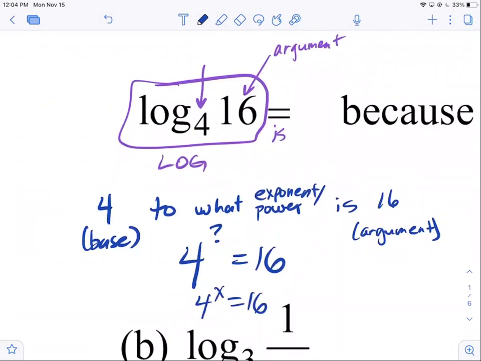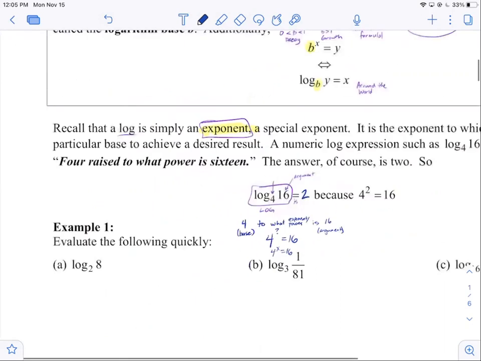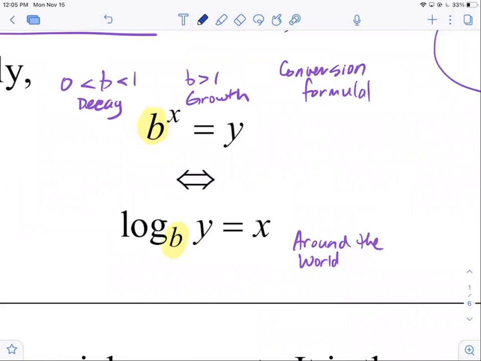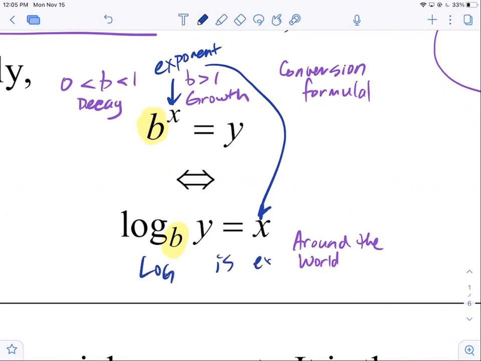Yeah, and now sometimes it's intuitive, right? 4 squared is 16. So guess what? The exponent is 2. 4 to the 2nd power is 16. So the log is 2. The log is 2 because 2 is the exponent. All right. So that's all the log is. So when you're going back and forth, you could say, okay, if b is the base, x is the exponent, right? x is the exponent. So there it is. The log is the exponent.